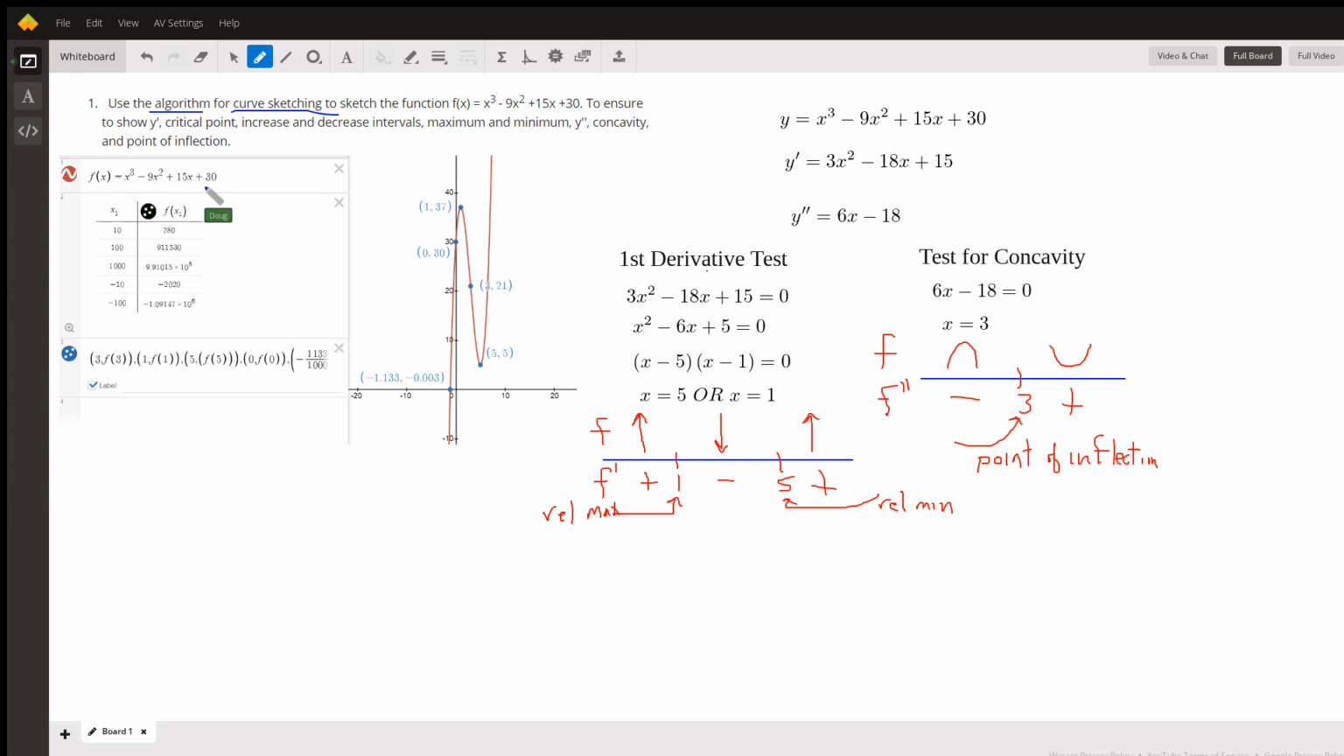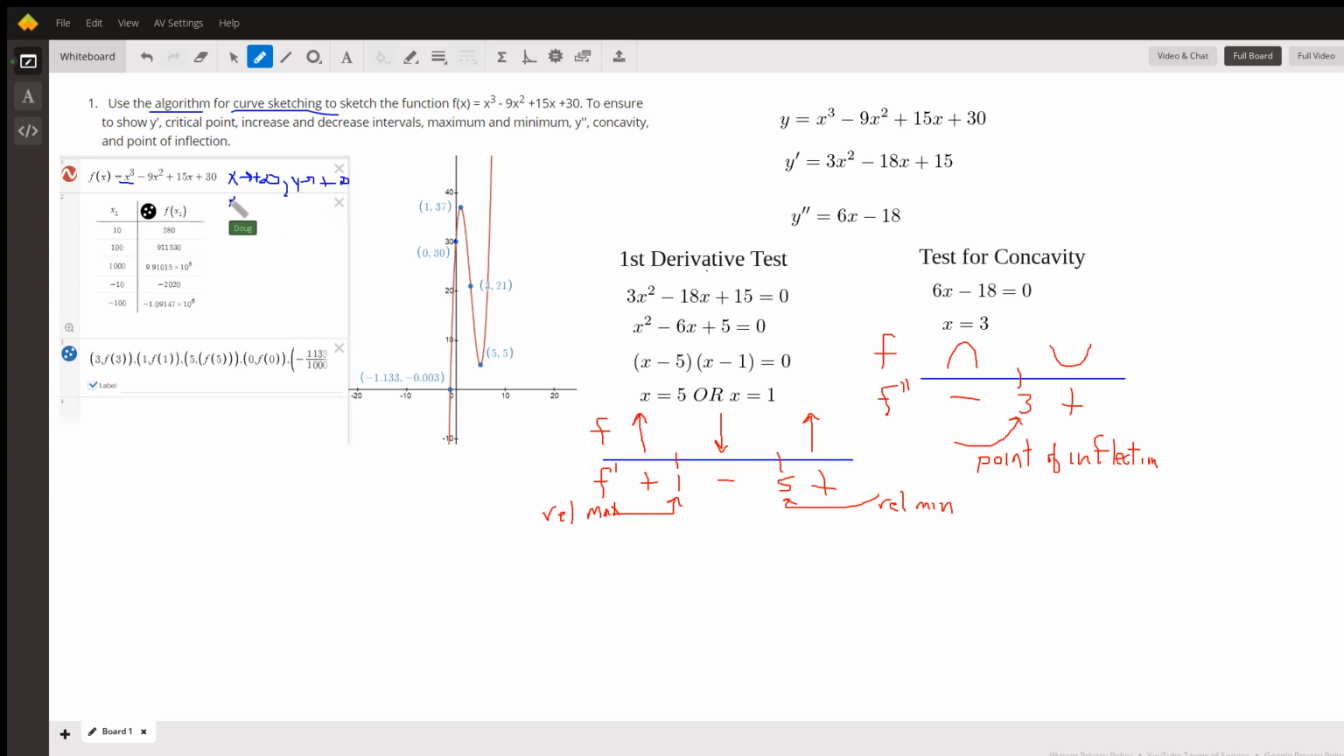But we could find the y-intercept when x is 0, y is 30. That's the y-intercept right there. And end behavior as x approaches positive infinity. This term dominates. And if you cube a positive number, it's going to be a bigger positive number. And there's no numerical coefficient in front, so y is going to approach infinity as x approaches infinity.